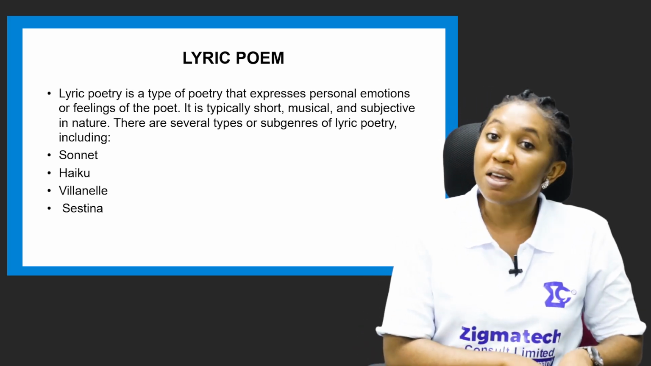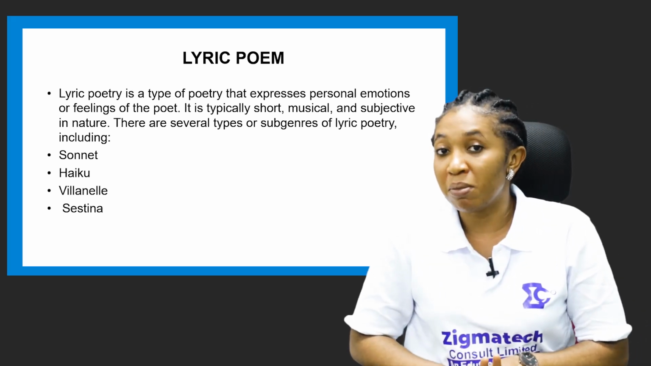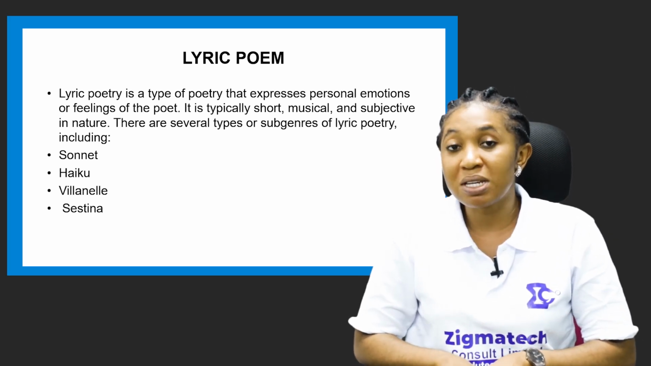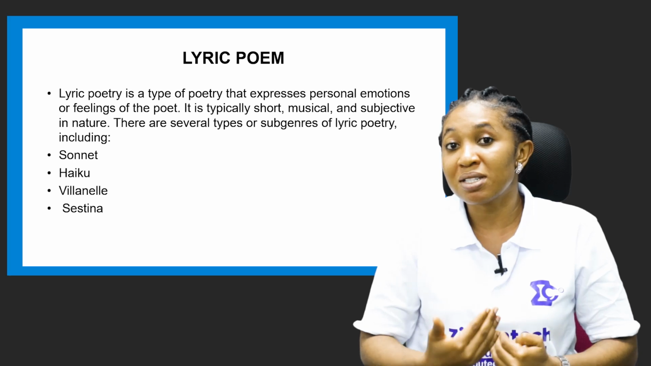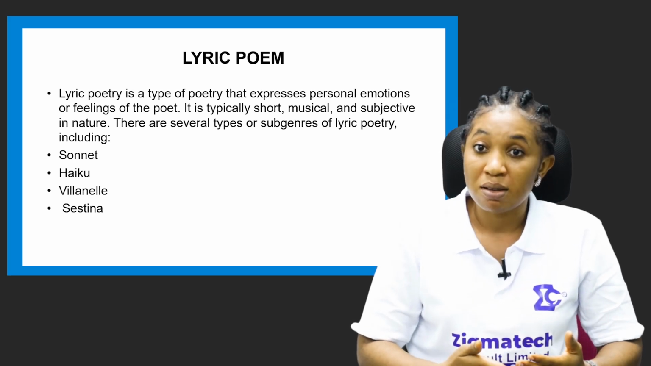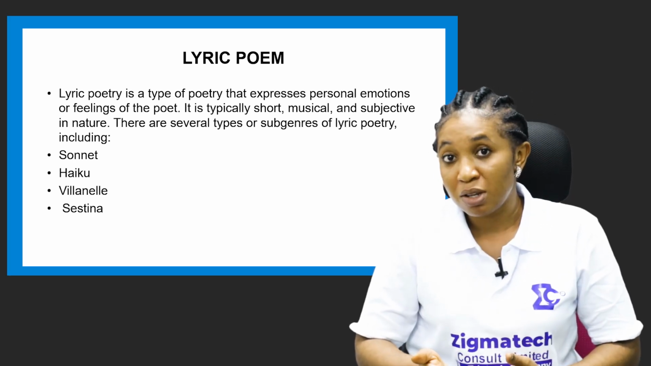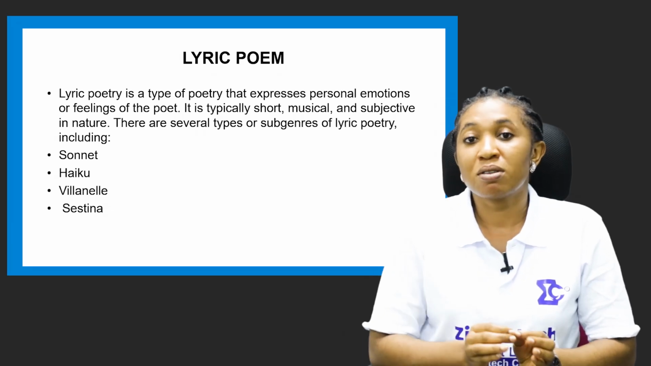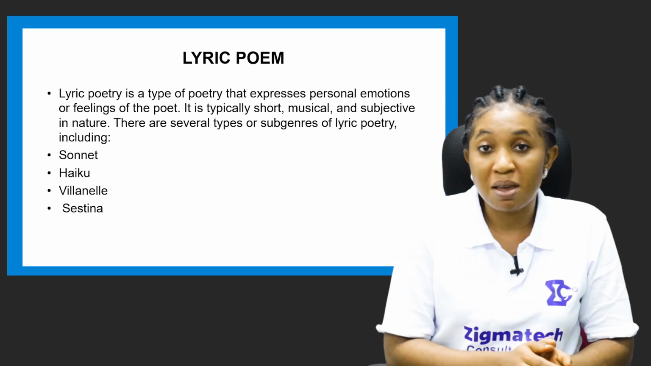A poem can be a haiku, but then it's also a lyric poem. A poem can be a villanelle, but is a lyric poem. Why? Because such a poem expresses intense emotions and feelings of the poet. So the form in which they appear differs, but the style may be the same.